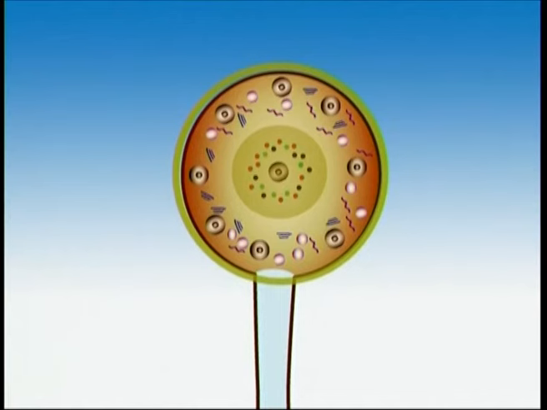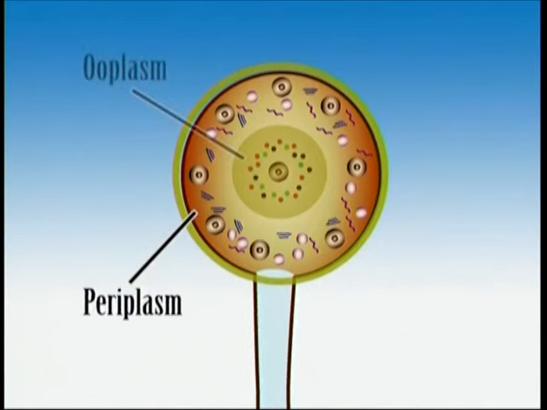Number one, periplasm. The outer zone lining the oogonial wall is called periplasm. It contains spongy or vacuolated protoplast and contains surplus nuclei, mitochondria and other organelles. Number two, ooplasm. It is the central portion of the oogonium filled with granular and dense cytoplasm. It has reserve food in the form of lipid vacuoles and reserve vesicles. The nucleus is central in position.